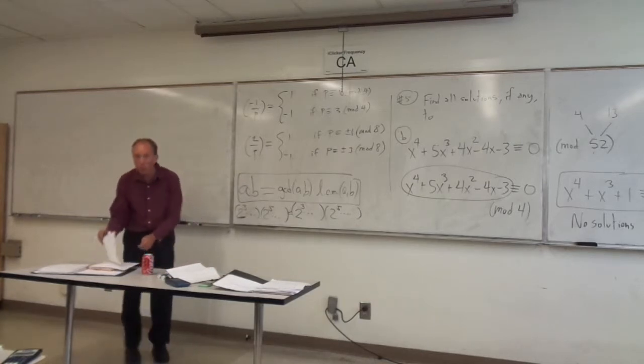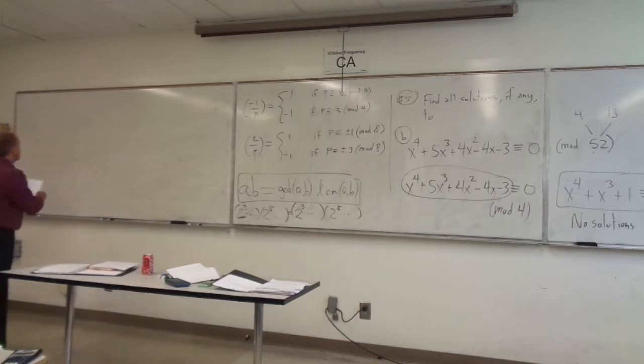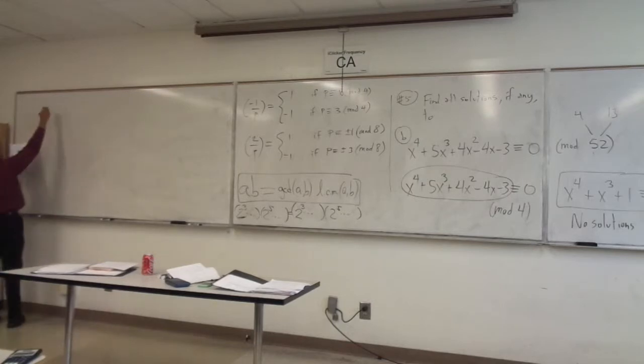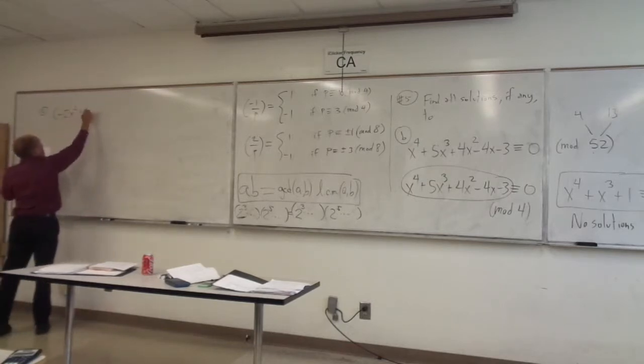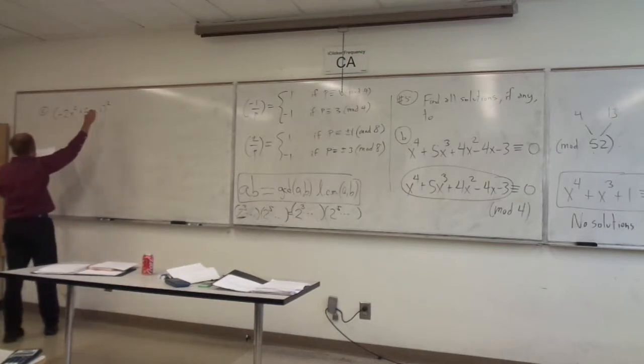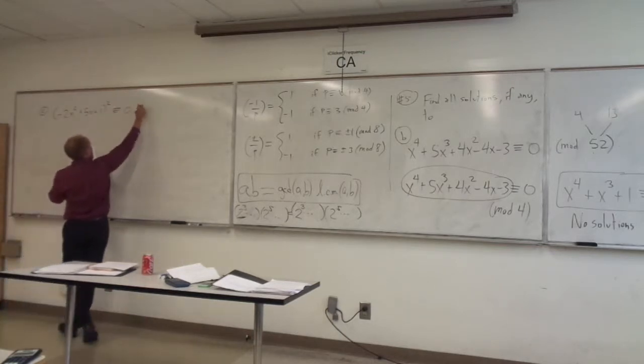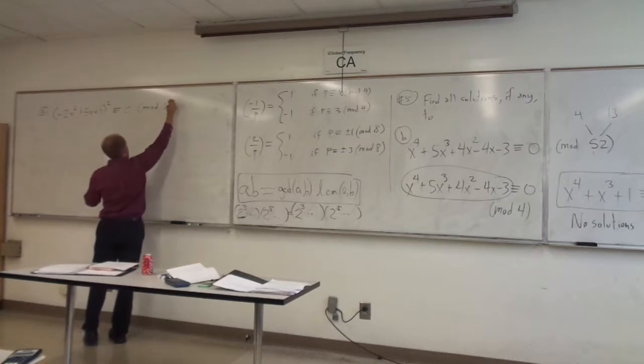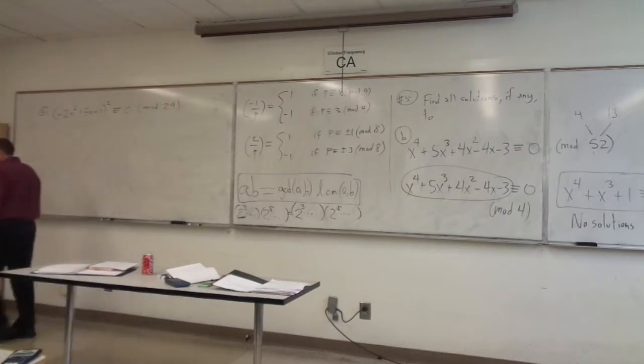Okay. I have one more part here. So part C. Again, find all solutions, if any. Here's the problem. Negative 2x squared plus 5x plus 1, quantity squared, congruent to 0 mod 29.